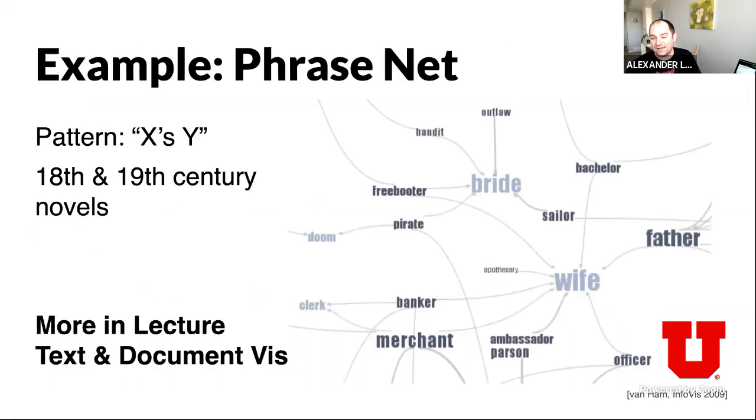And here's another example of that. Here is the pattern "X's Y" in 18th and 19th century novels. And you can take a look, you have these interesting relationships. So the banker's wife, or the ambassador's wife, or the father's wife. But with different relationships, the freebooter doesn't frequently have a wife, but he has a bride, or the sailor has a bride, or the outlaw has a bride, or the bandit. And so we see these pairs of terms are used together, and less frequently with the other, even though they're semantically very related.